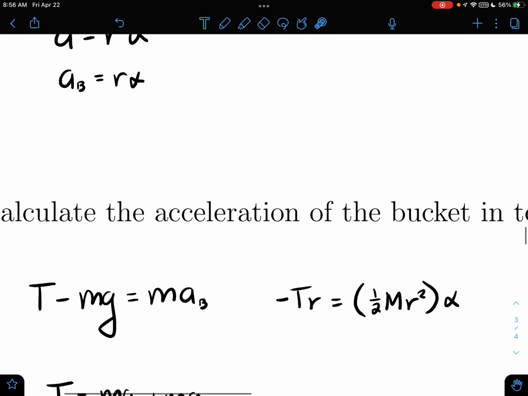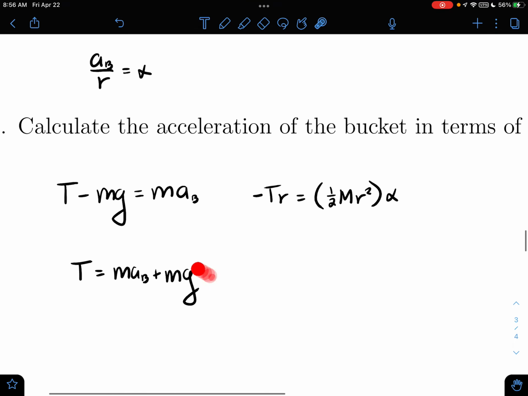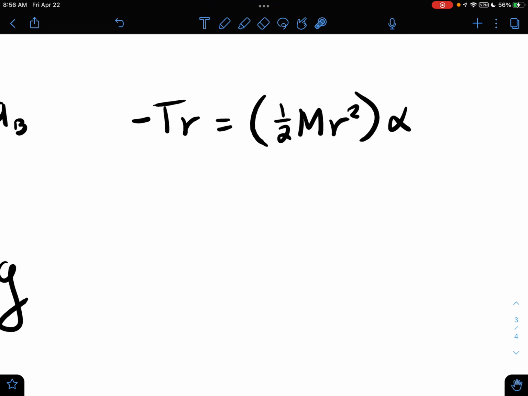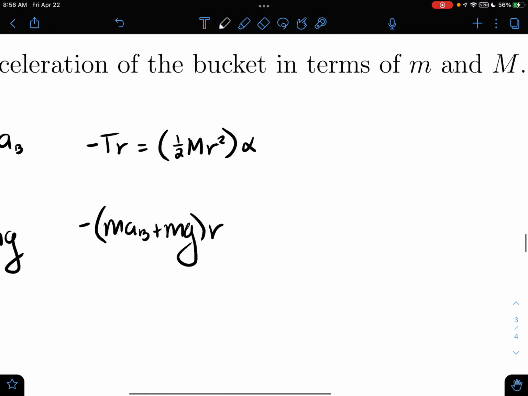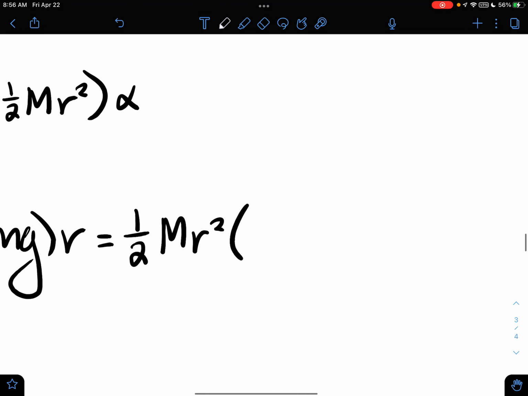Now I can take that and plug in over here. And I'm also going to solve this for alpha: a_B over R equals alpha. I can take this, plug in over here. Then I have everything in terms of a_B and things that I know. And then I can just solve for this a_B. So my TR, we said, was m a_B plus mg. Again, these are all little m's because this is our bucket. And that's going to equal our 1/2 big M R squared times, we said alpha was a_B over R.